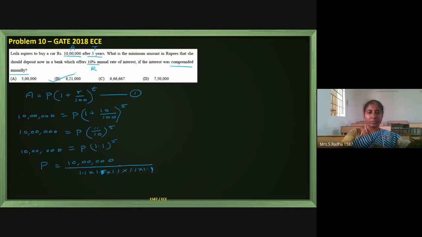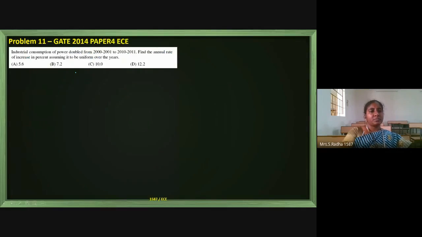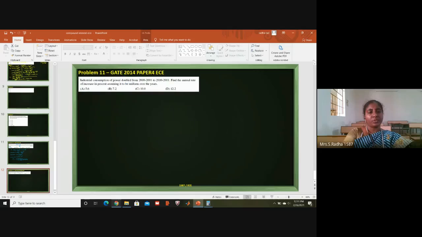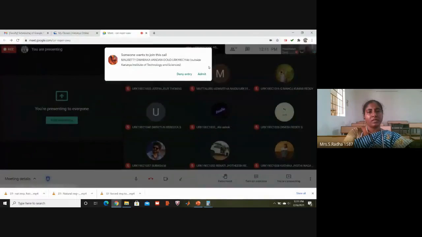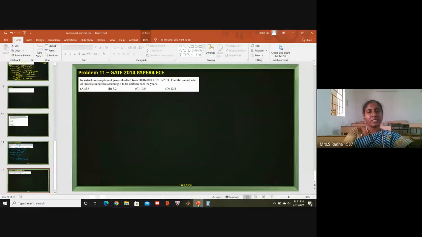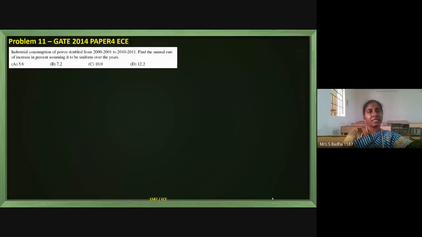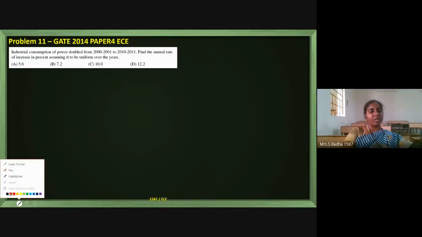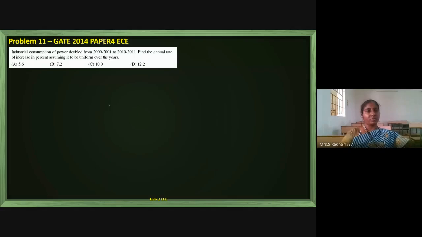I am going to the next problem. Industrial consumption of power doubled from 2000-2001 to 2010-2011. So it has doubled in 10 years time. Find the annual rate of interest in percent, assuming it to be uniform over the years.